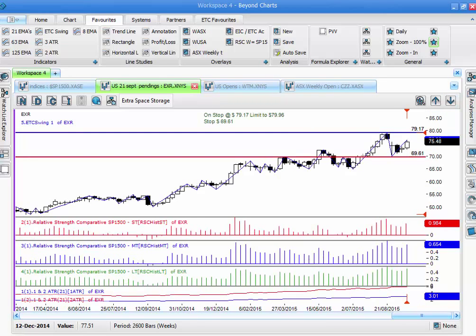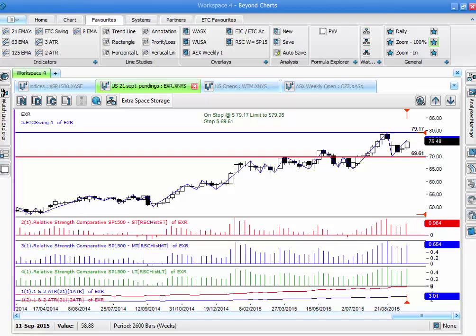Next cab off the rank, extra space storage. I know I could do with some of that at my house. I've got a great big double garage, and it seems to be full of my wife's hobbies, boxes and things like that. But I'm sure I'm not alone. EXR, and there's nothing the matter with having hobbies, I'm told.